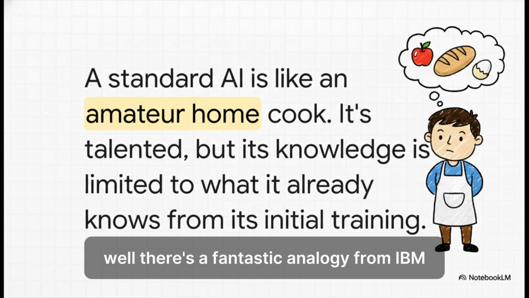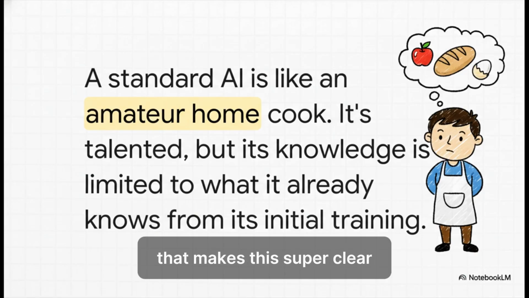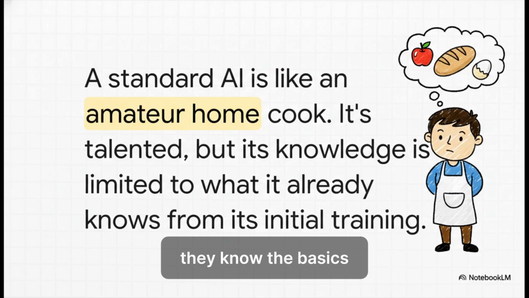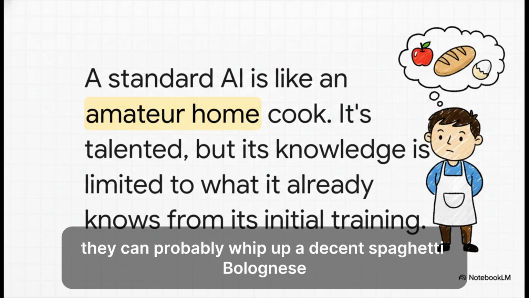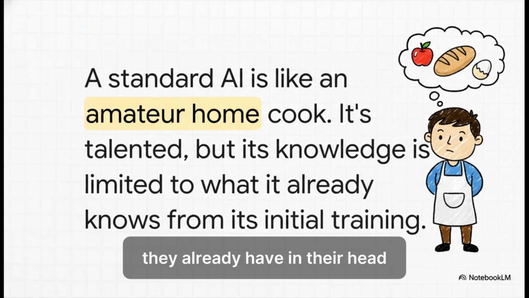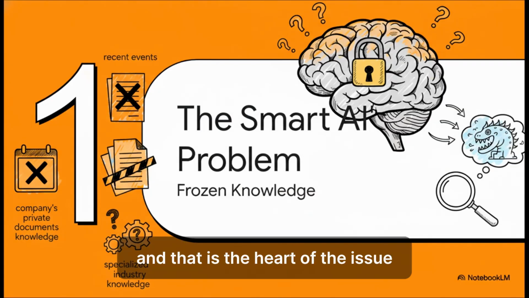Well, there's a fantastic analogy from IBM that makes this super clear. Just think of a regular, off-the-shelf AI as a pretty good home cook. They're talented, they know the basics, they can probably whip up a decent spaghetti bolognese. But their knowledge is limited to the recipes they already have in their head. And that is the heart of the issue.